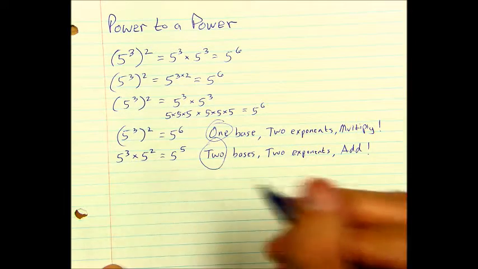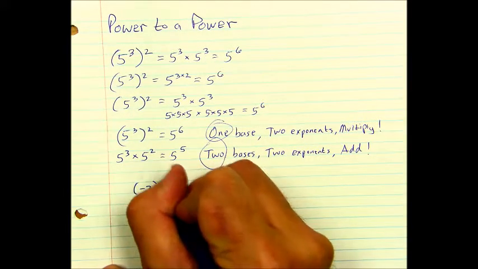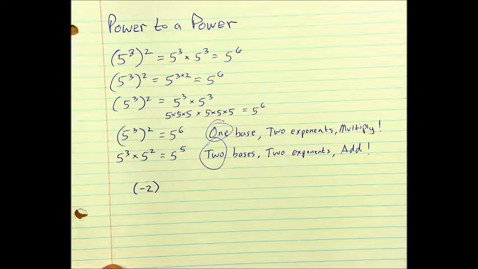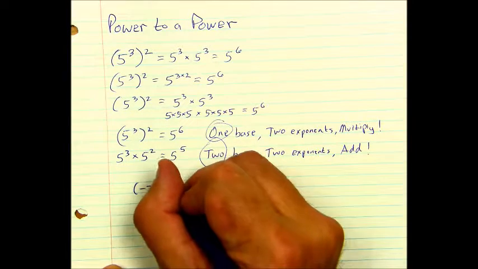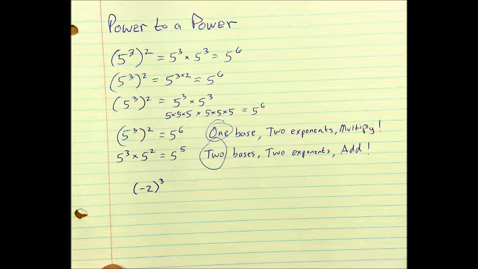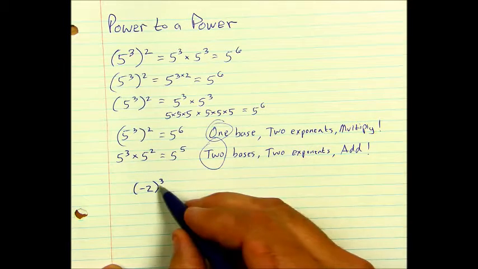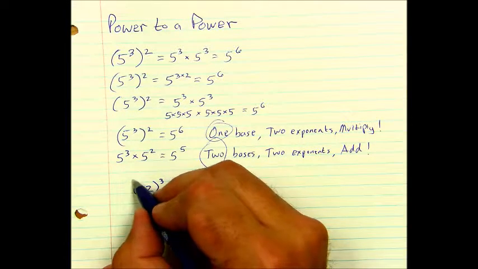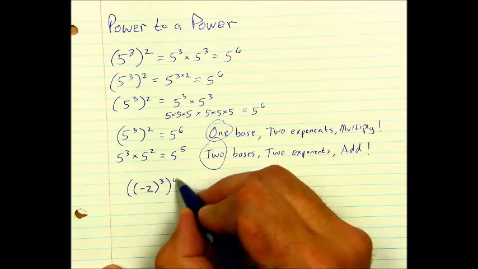All right, so let's take a number, -2. And we'll say 3 of those. And then I'm going to do more parentheses, 4 of those.